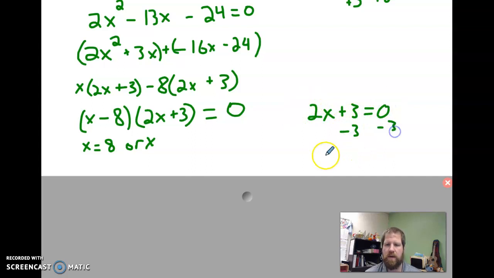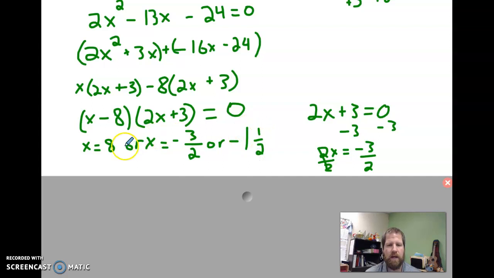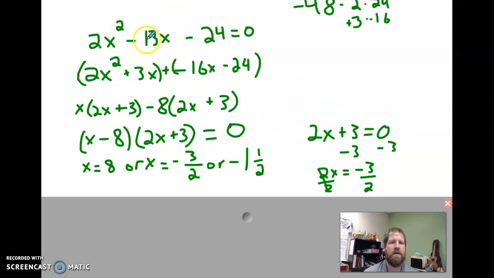Just write them out. So then you have 2x equals negative 3, divide by 2, divide by 2, and we have x is equal to negative 3/2, or negative 1 and 1/2. And those are my zeros for this quadratic equation. If I graphed out this parabola, these are the 2 points where it would cross the x-axis.